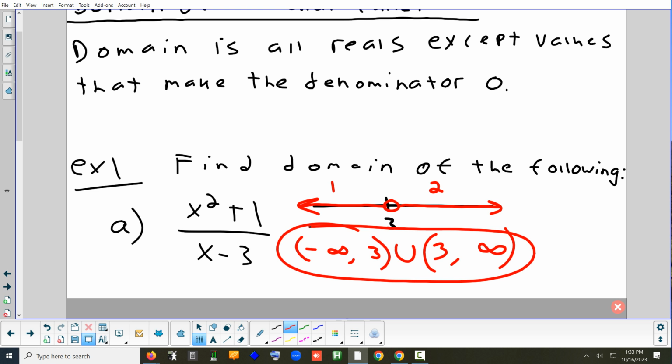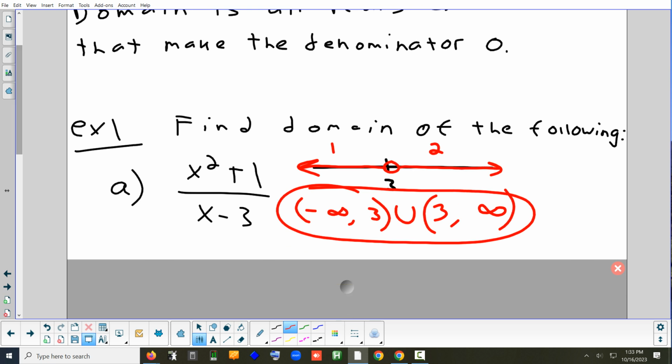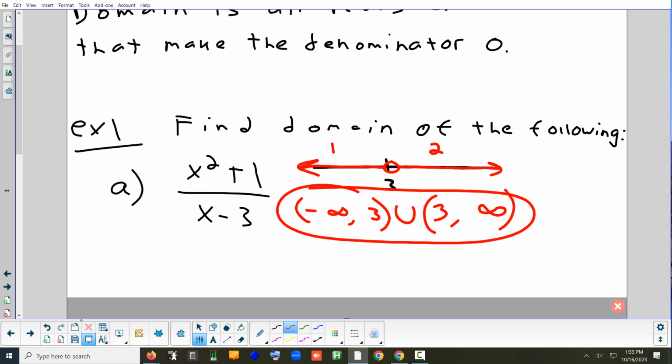Okay, so there are 2 different ways. The first one is a graph. The second one is an interval. I can even do it a third way, as an inequality. I could write x is less than 3, or x is greater than 3. So which one of those answers is right?